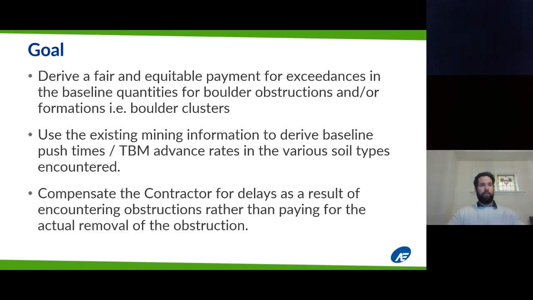And lastly, we wanted to compensate the contractor for delays as a result of encountering obstructions rather than paying for the actual removal of the obstruction. So in other words, we wanted to compensate the contractor on a time basis rather than a boulder volume basis, because that is what we could equate at the time.